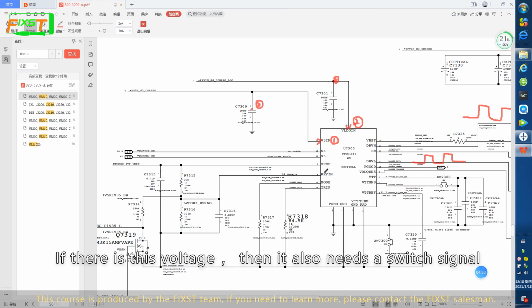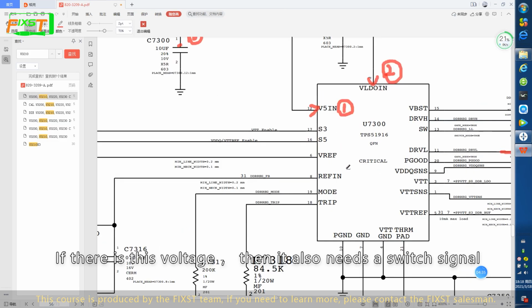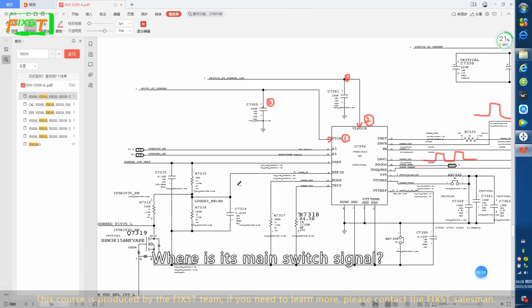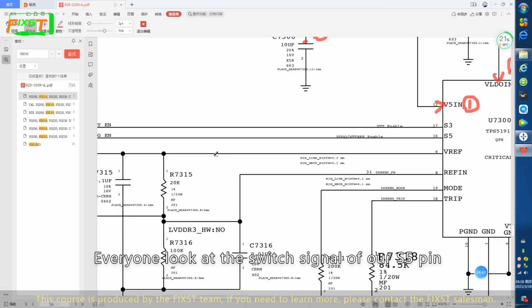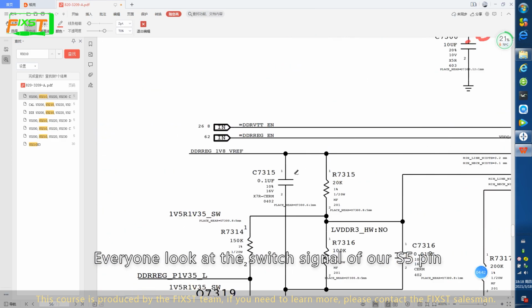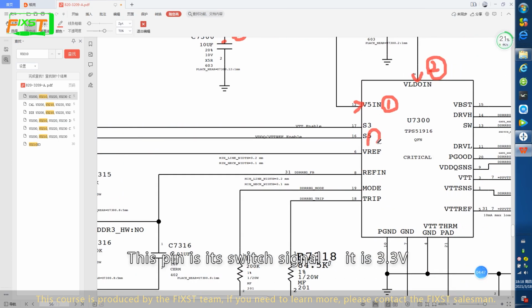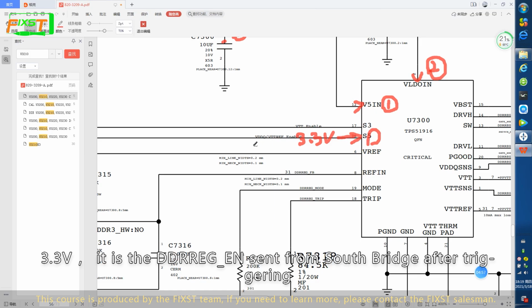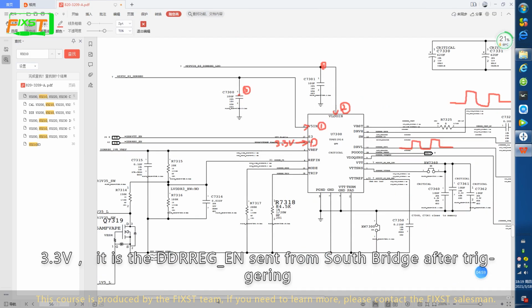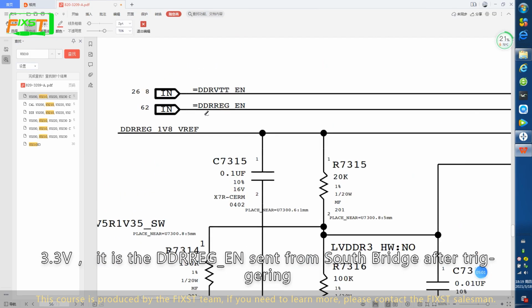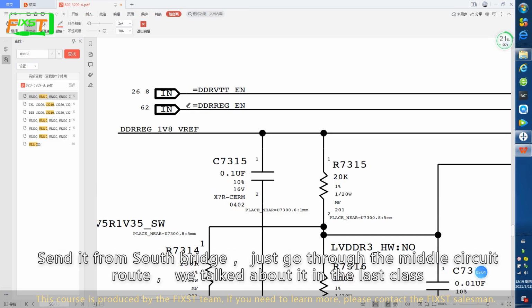If there is this voltage, then it also needs a switch signal. Where is its main switch signal? Everyone look at the switch signal of our S5 pin. This pin is its switch signal. It is 3.3V. It is a DDR-REGN sent from a soft bridge after triggering. Send it from the soft bridge, just go through the middle circuit row.